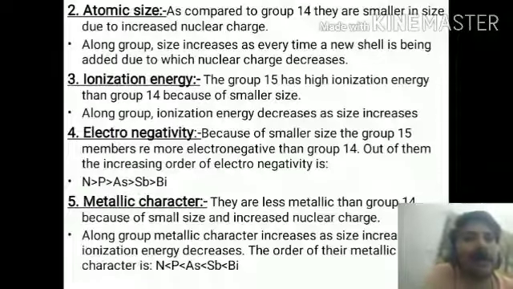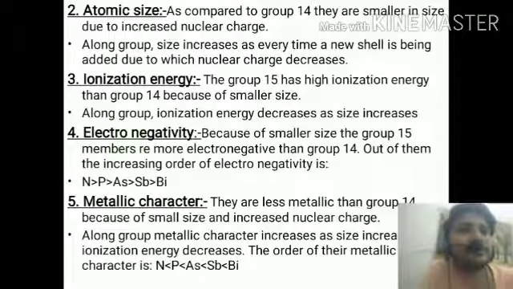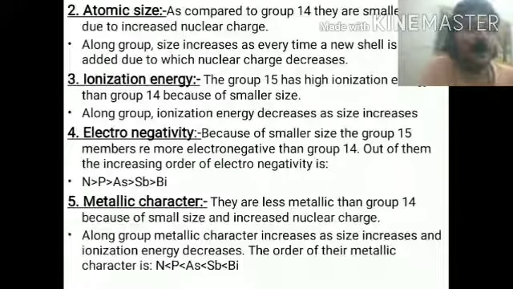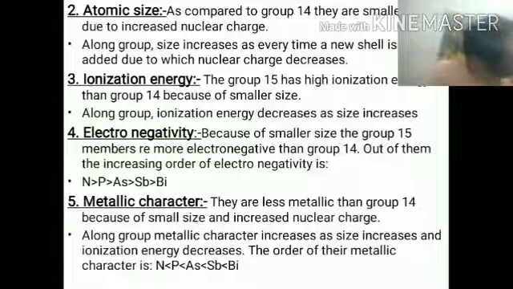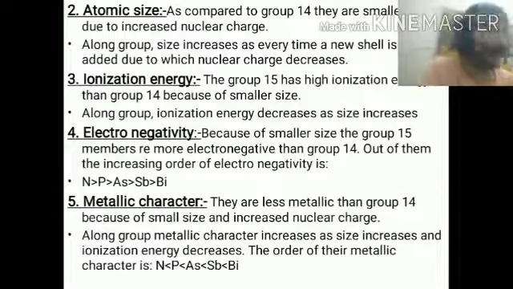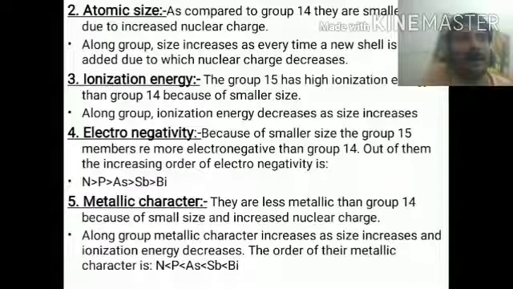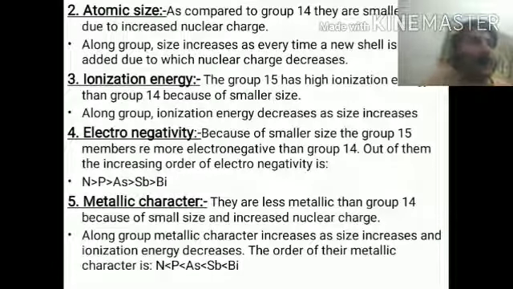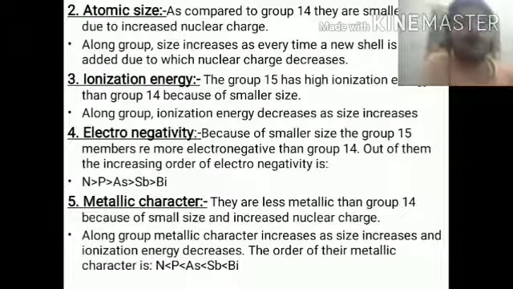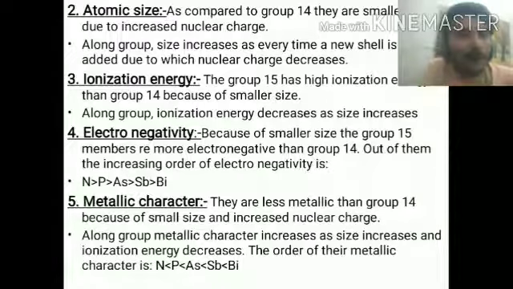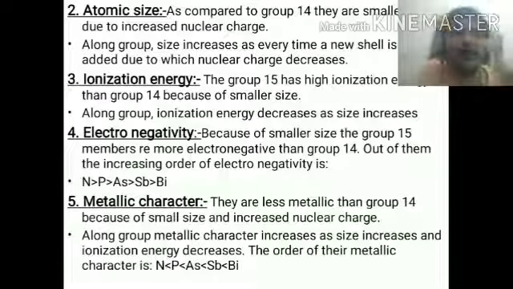Point number 5, metallic character. What is the meaning of metallic character? If any element loses electrons, it shows metallic character. It has a luster, it has a shine, that is called metallic character. So we can easily say that when we move from top to bottom, size increases. That's why it is easy to remove one electron from the outermost shell. Then if the size increases, metallic character also increases. If you move from top to bottom, metallic character increases. If you move from left to right, metallic character decreases.